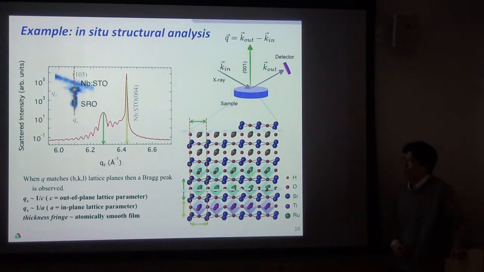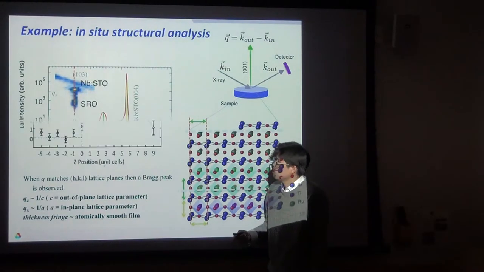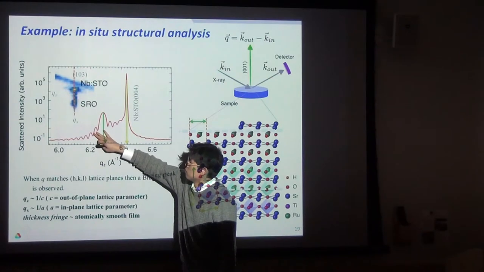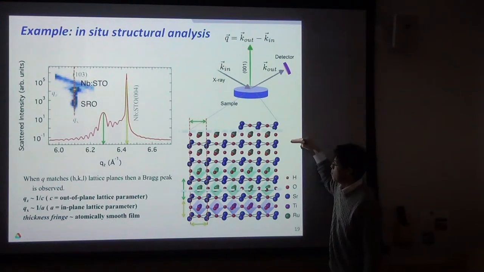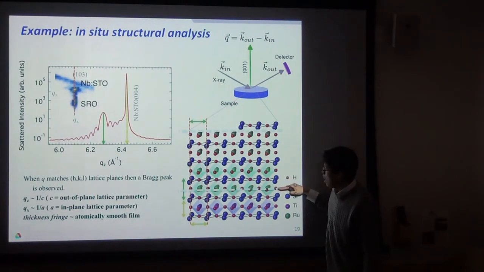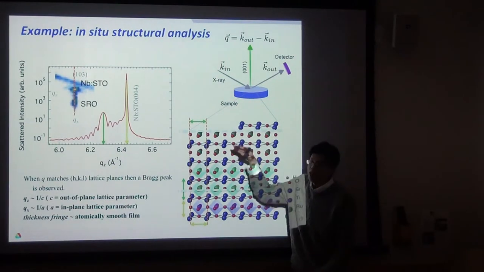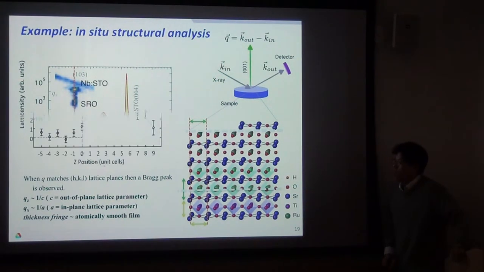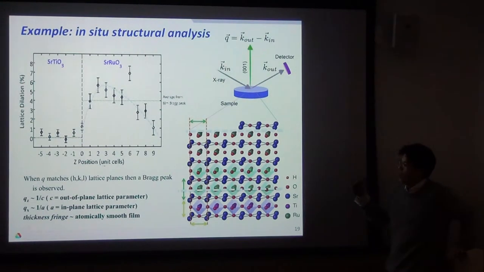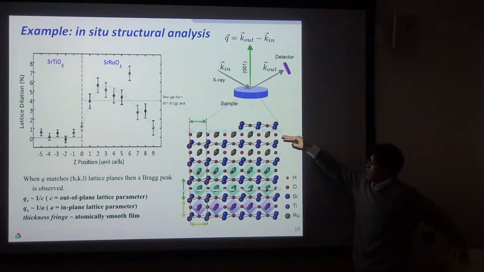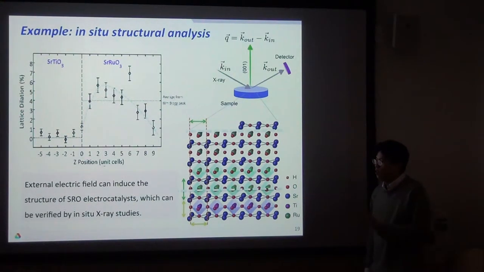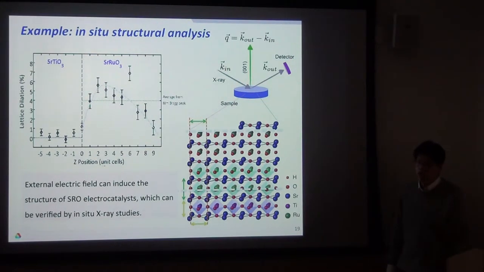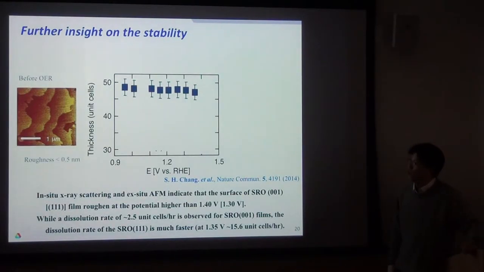In addition, I would like to emphasize this small oscillation. It means your sample is perfectly aligned from the bottom to the top, like a meter. And using a special technique, we can verify individual lattice parameter changes when we apply the potential. It is a very powerful tool. By using this technique, we can monitor our structure in real time. So here is our result.